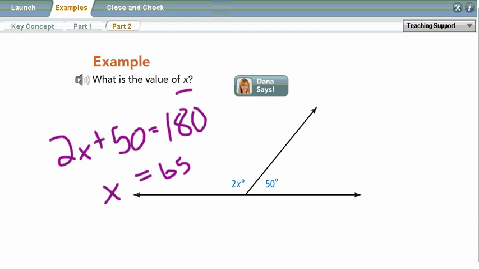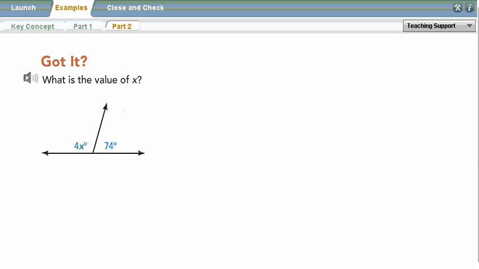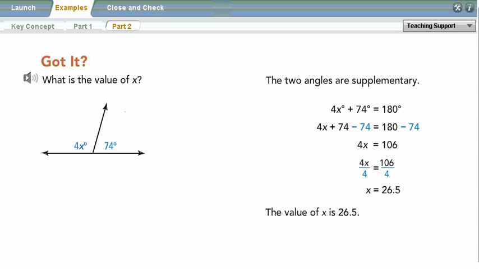You should have found that x is 65 degrees. Make sure you subtract 50 from both sides and then divide by 2. There's one more slide after this. This is just another quick practice. Set this up and then check back to see if you have the correct answer.